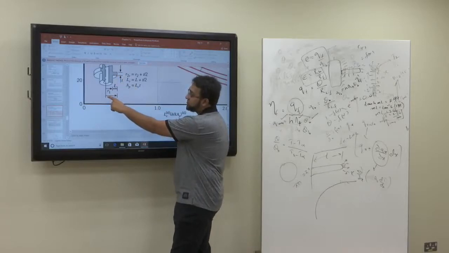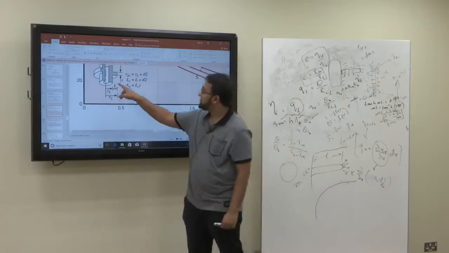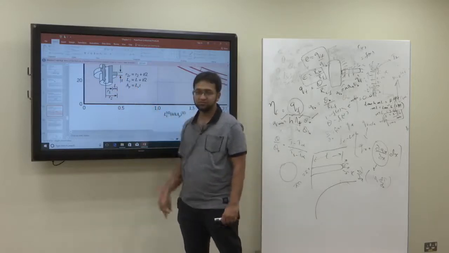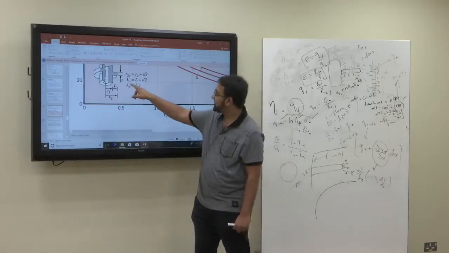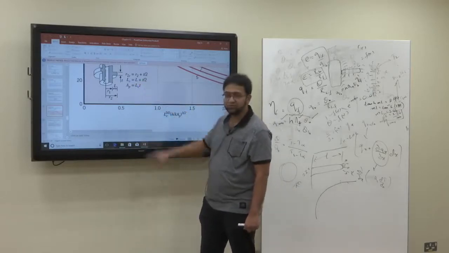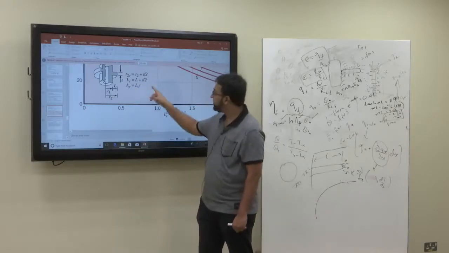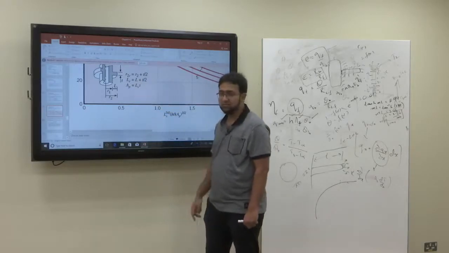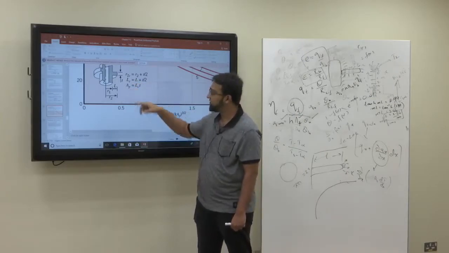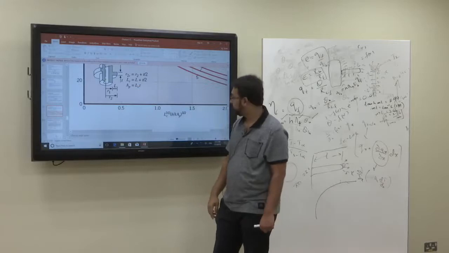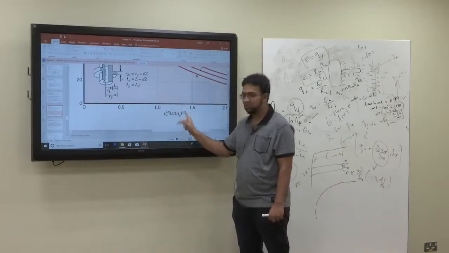R2 is the radius from the center to the end of the fin tip. L is the length of the fin. And LC is L plus T by 2. So if you know the thickness, you can find LC. If you know the thickness and L, you'll find LC. If you know LC, you'll find AP. If you know AP, LC, H, K, you will find this term.